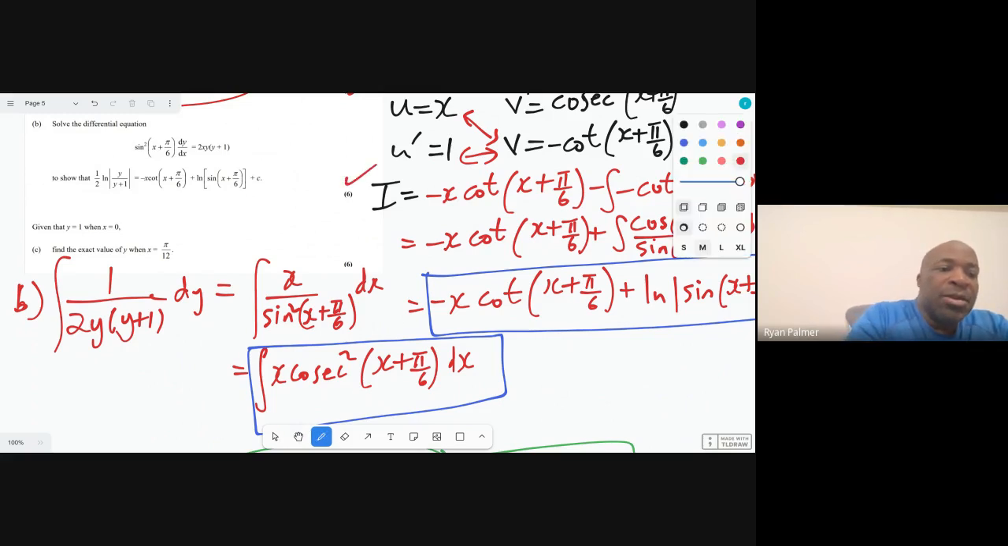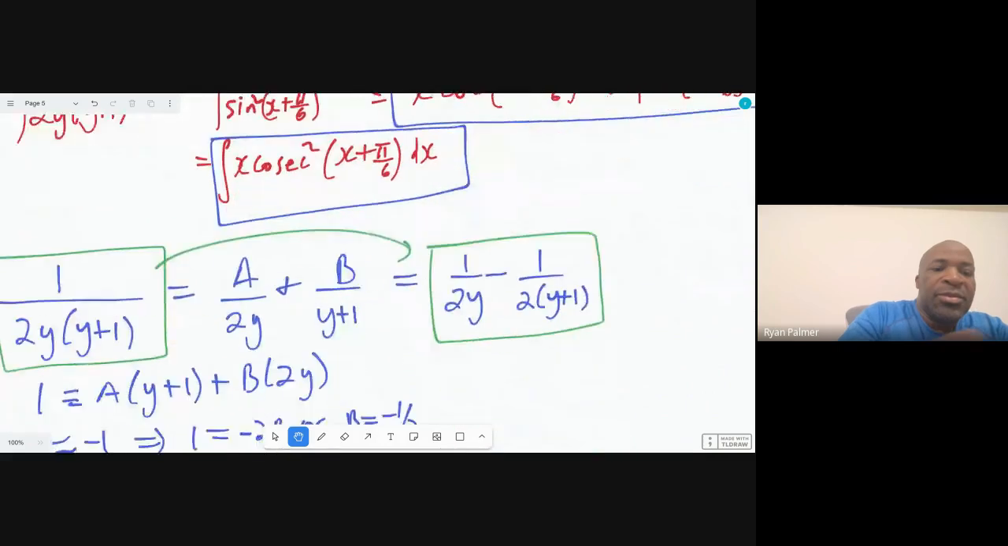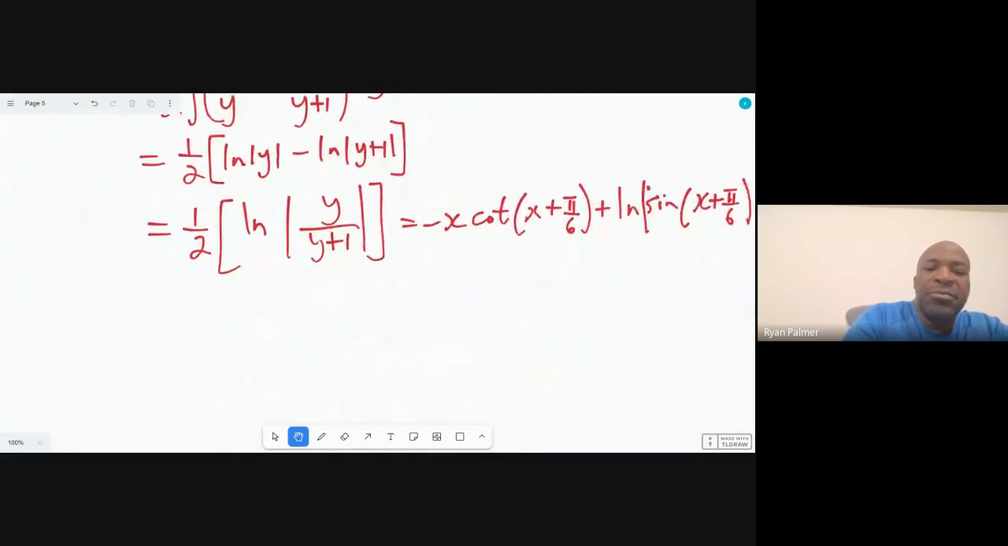And now what we need to do is use the initial condition and find the exact value of y when x is equal to pi by 12. So we need to solve for c when x is 0, y is 1. So let's do that part first.